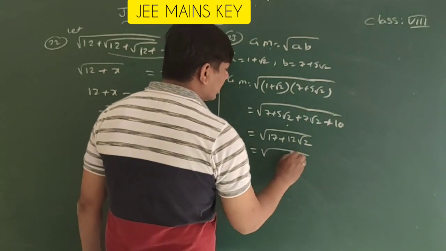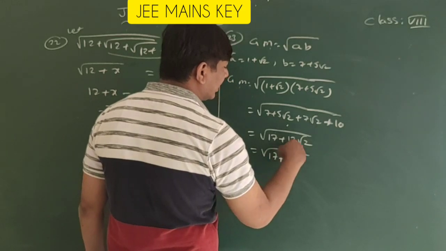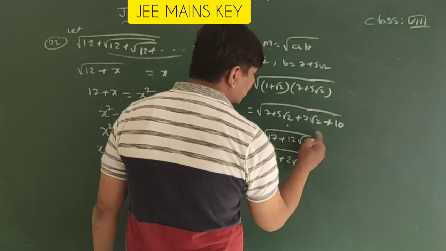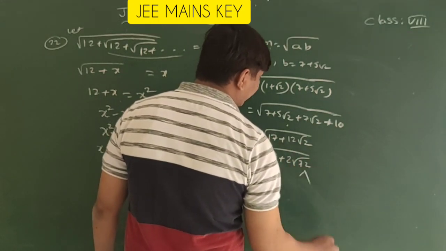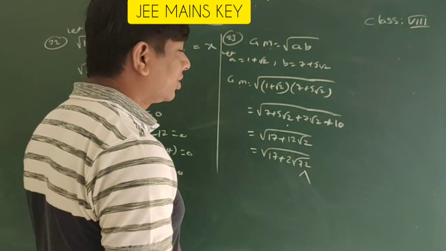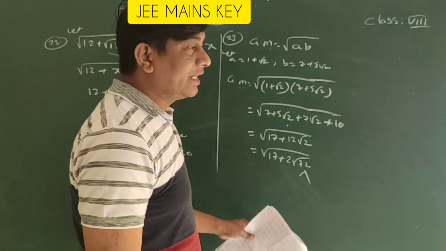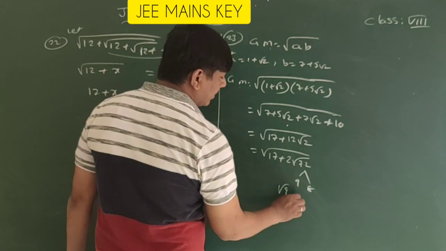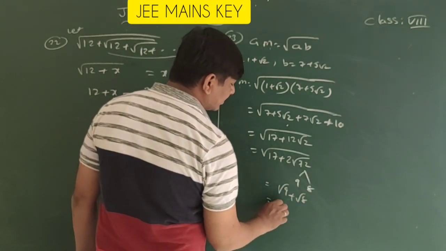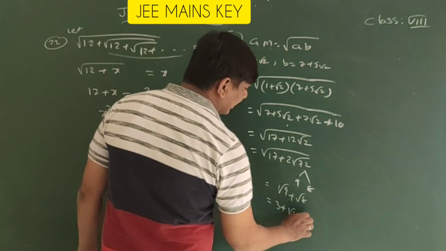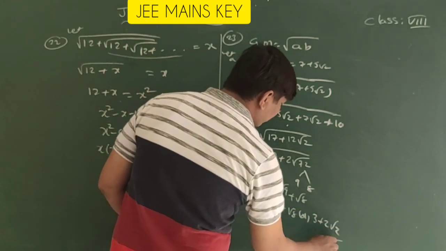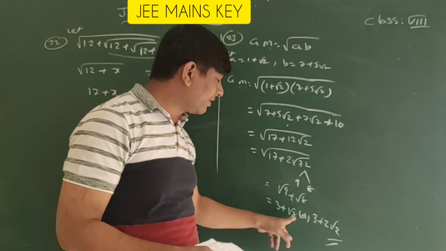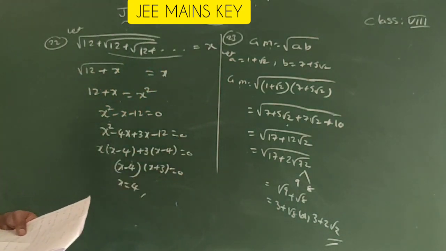Now root of 17 plus 12 root 2. Take the 2 inside, 6 square is 36, 36 2s are 72. Now factorize this one. 12 and 6 make 72, 12 plus 6 is 18, but 17 only is required. So 9 8s are 72. Root 9 plus root 8 means 3 plus root 8, or else 3 plus 2 root 2. Here the option is not the simplified one, 3 plus root 8 is given, so that is the answer.